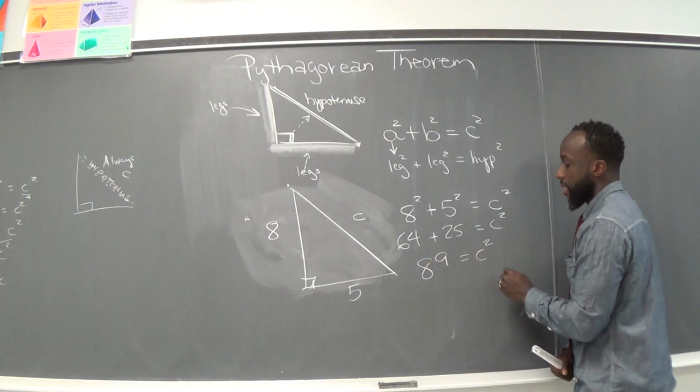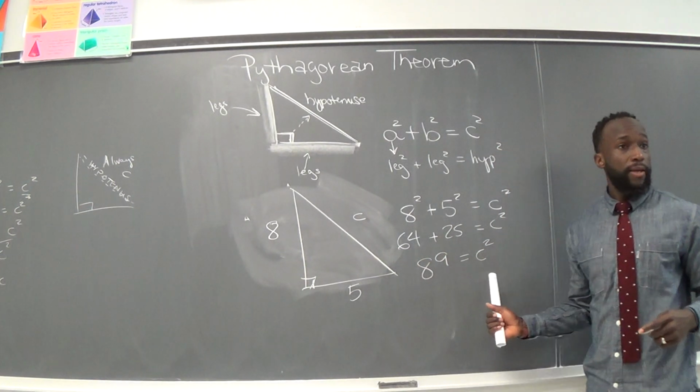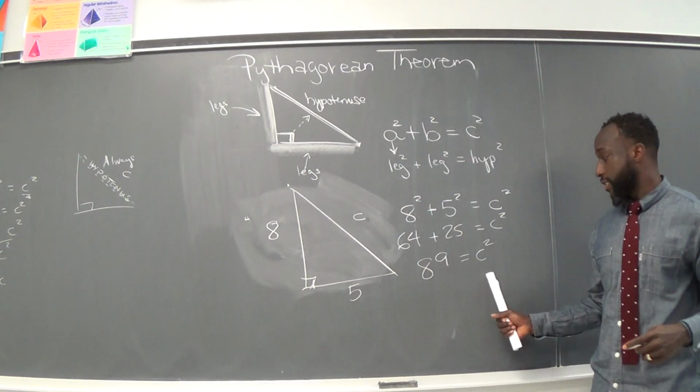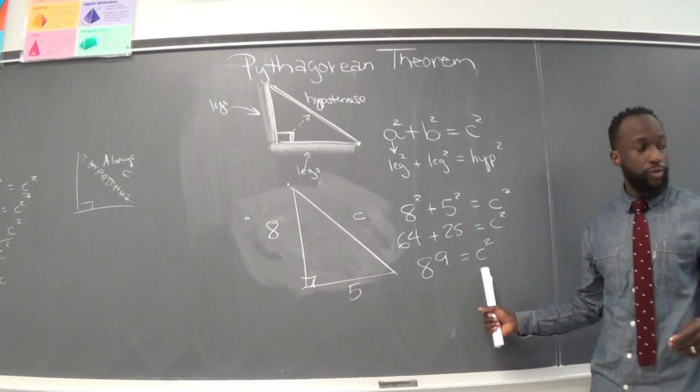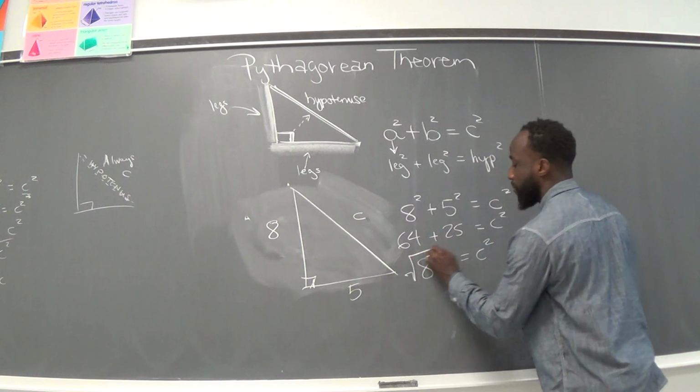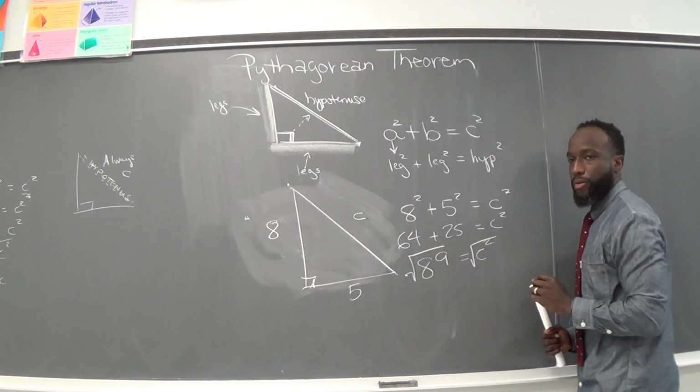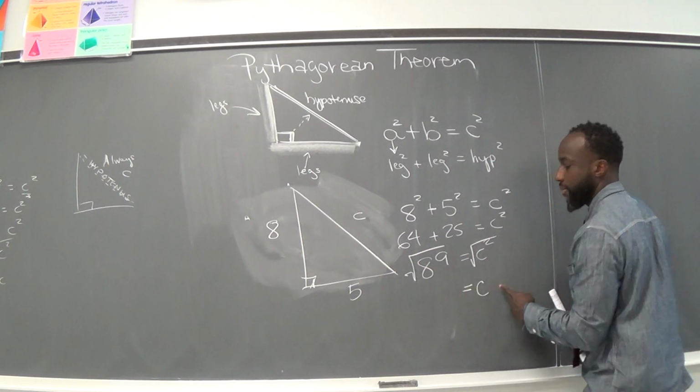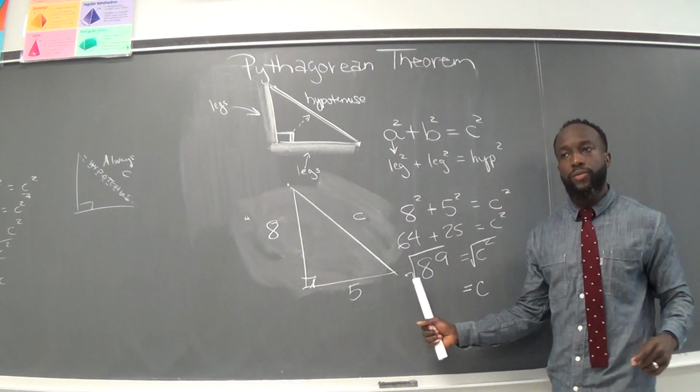Now, this looks like what we've been working on. From here, we have to solve for C. So in order to solve for C, what do we do? You take the square root of both sides. You take the square root of both sides. So C squared becomes C, and the square root of 89 is what?